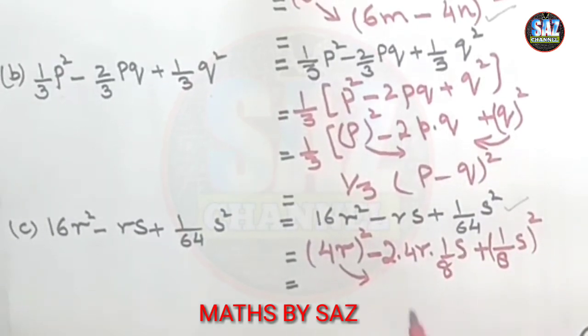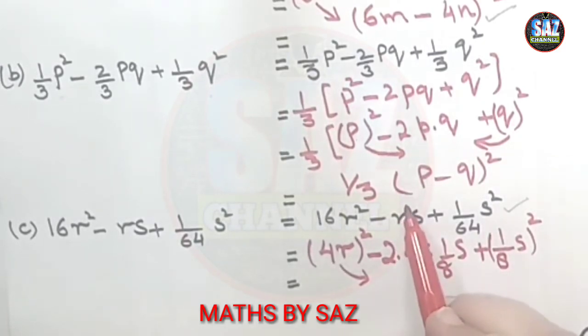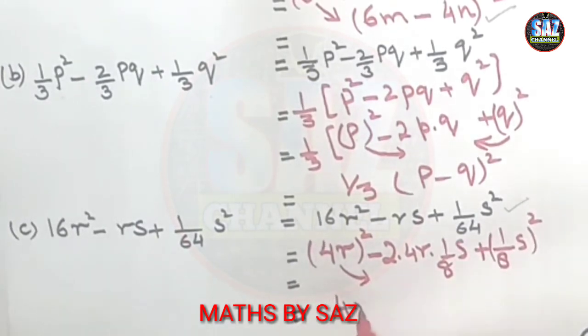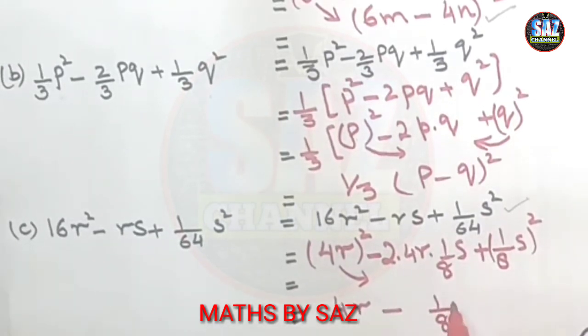Now if in our mind we are simplifying these two terms, 4 into 8 upon 8, I can get this term back. For the final step, we have to take 4r, that is a, and minus 1 over 8 and s, and write it in form of whole square. I hope you are clear about this question. Let's move to the next question.